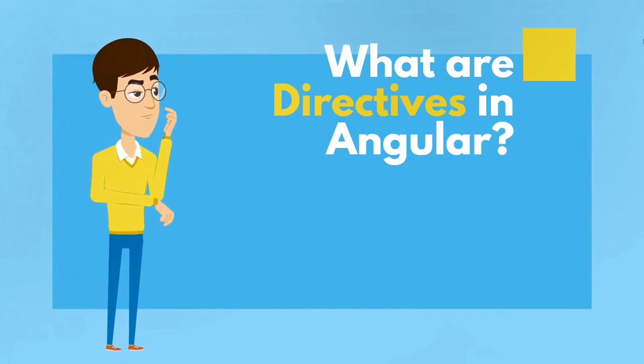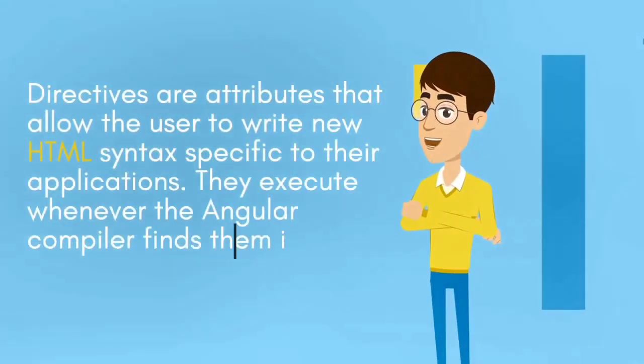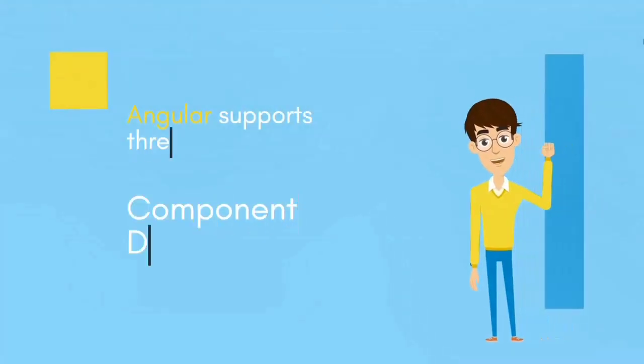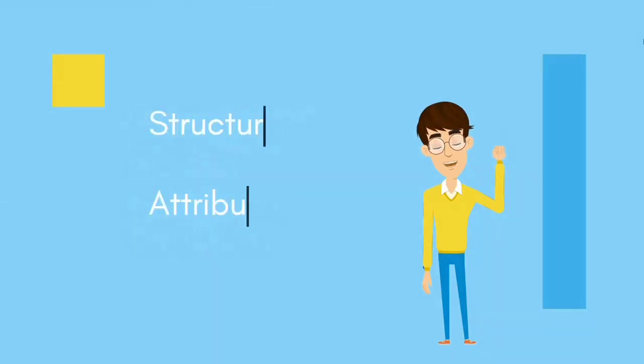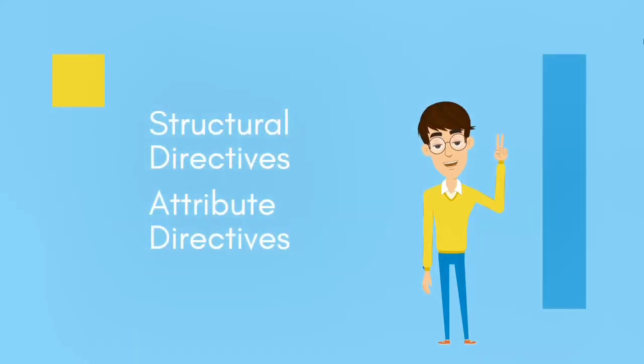What are directives in Angular? Directives are attributes that allow the user to write new HTML syntax specific to their applications. They execute whenever the Angular compiler finds them in the DOM. Angular supports 3 types of directives: component directives, structural directives, attribute directives.